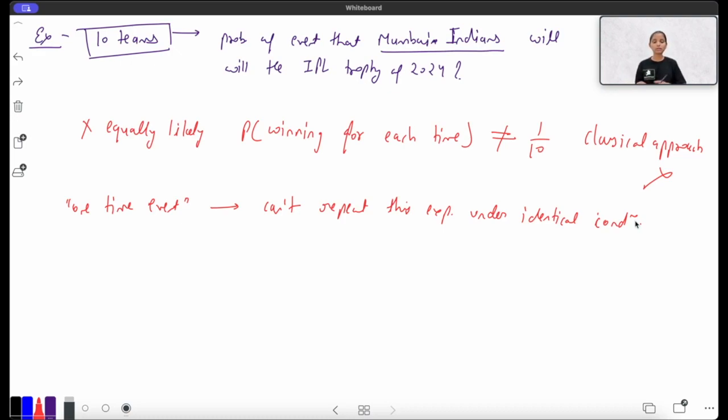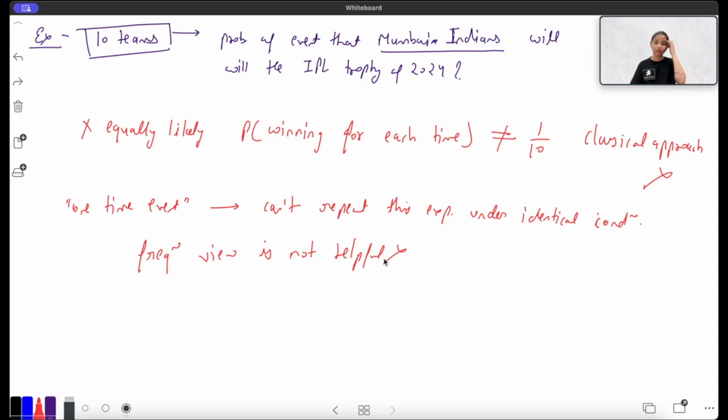The reason is that maybe next year the players in the team would change, or the opposition team would change, or maybe if the opposition team remains the same, then the opposition team's players would also change. So it won't be the same match as it is happening right now. The conditions would not be identical. So here the frequentist view also does not hold, it is not helpful.